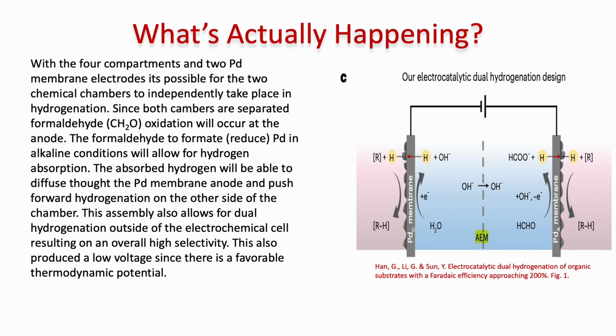The absorbed hydrogen will be able to diffuse through the palladium membrane anode and push forward hydrogenation on the other side of the chamber. So if you start from the right side, it's going to push it through to the left side as well. This assembly also allows for dual hydrogenation outside of the chemical cell, resulting in overall high selectivity. This also produces a low voltage since there is a favorable thermodynamic potential. So you can see that on the outsides there are even ions working to create this dual hydrogenation effect of the palladium and of the hydrogen.